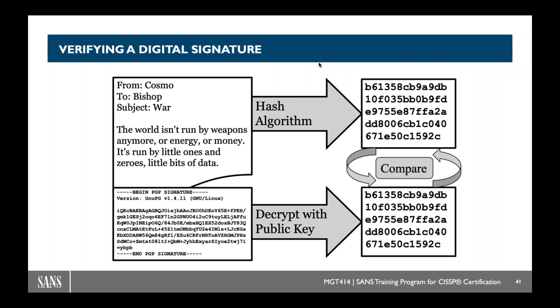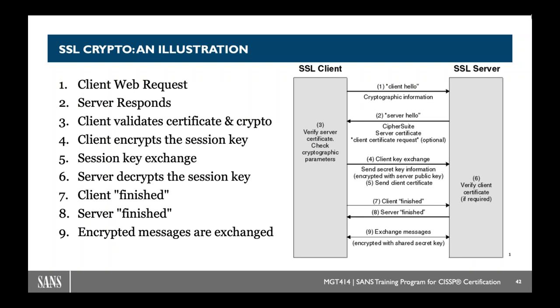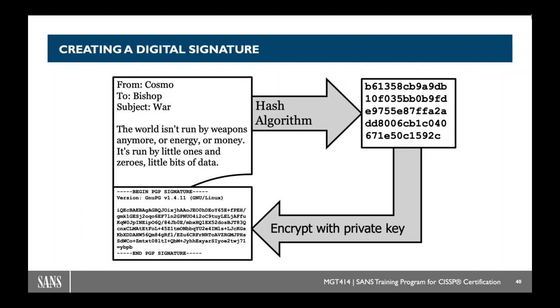If those two hashes match, I know that in this case, Cosmo sent it and it hasn't changed. Why? The hashes are the same, right? And Cosmo's public key decrypted it, meaning only his private key could have encrypted it. I know he sent it. I know it hasn't changed. That's the magic of a digital signature. And notice the email is plain text. If you understood this, I went through that 10 times faster than I would in class, by the way.